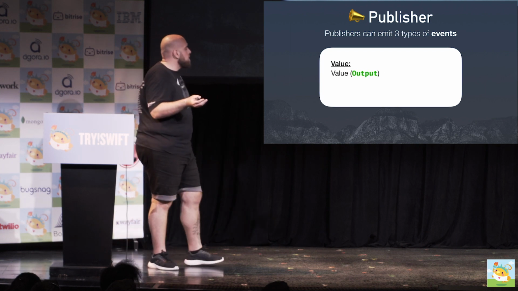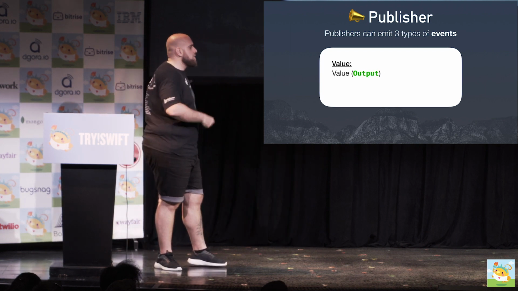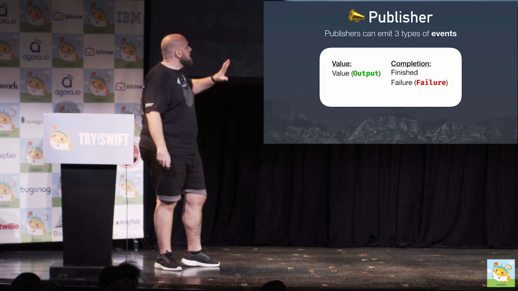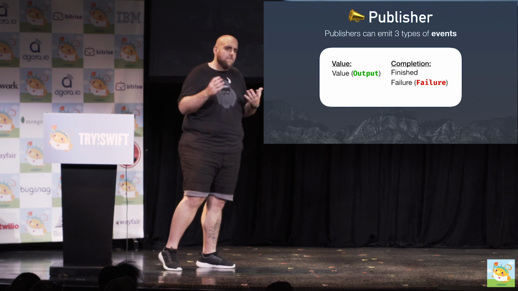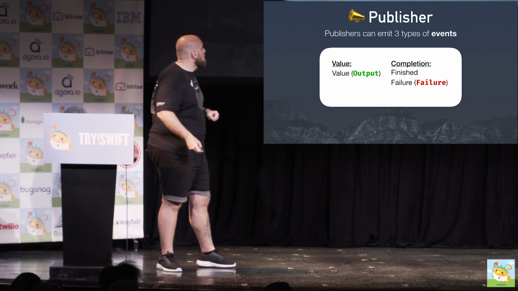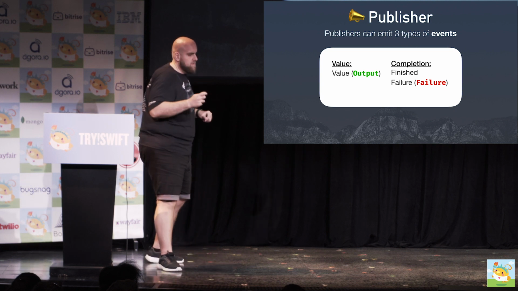It can emit three types of events: a value event, which is again of the generic output type that we defined earlier, as well as either of these two finishing events, either a regular finishing event that says everything finished successfully with no issues, or a failure event that says it completed but something went wrong.